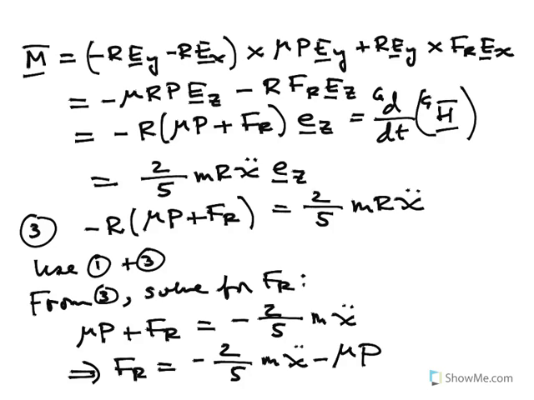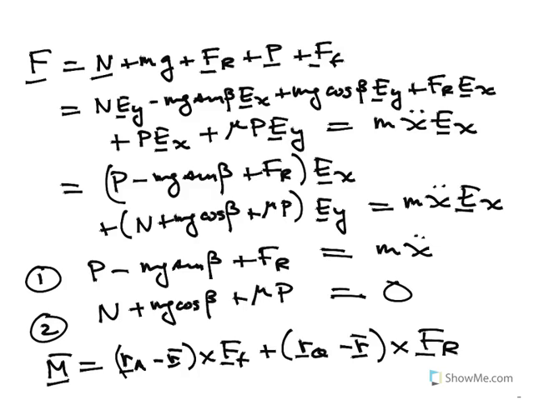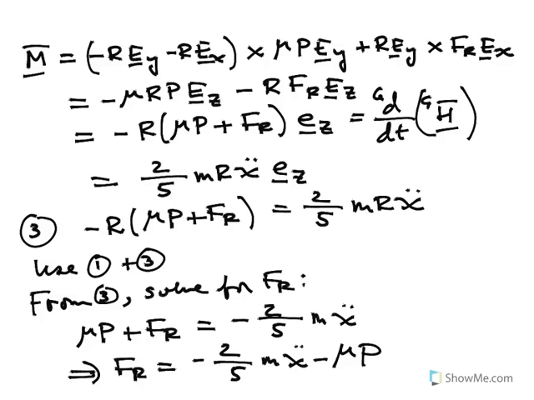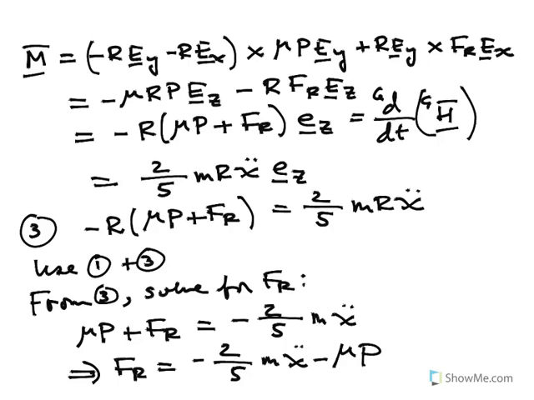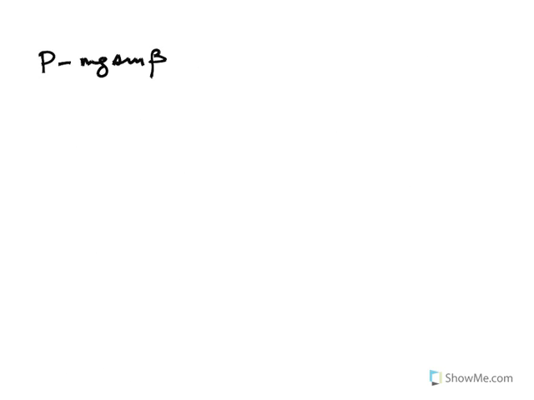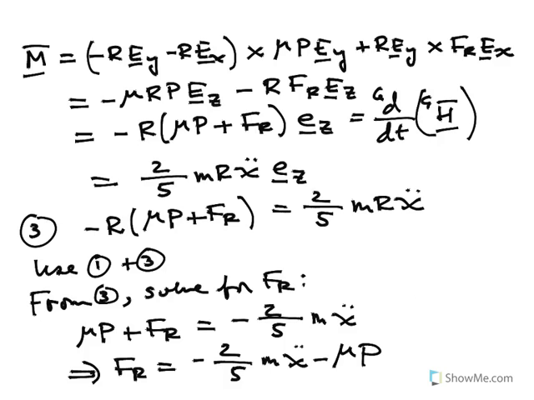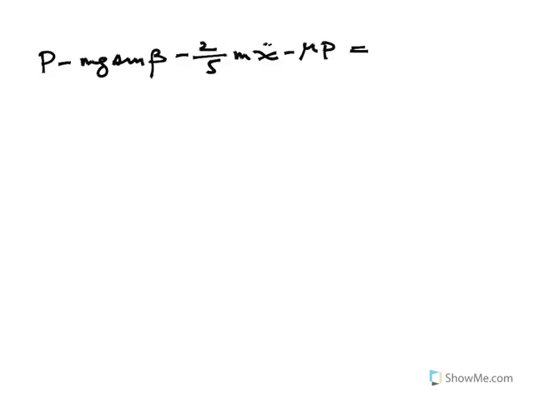And then we can substitute that result into 1. So 1 is P minus mg sine beta. So you've got P minus mg times the sine of beta. And then what have we got here? We've got plus F sub R. But F sub R is minus 2/5 m x double dot minus mu P. Minus 2/5 m x double dot minus mu P. And that has to equal m x double dot.